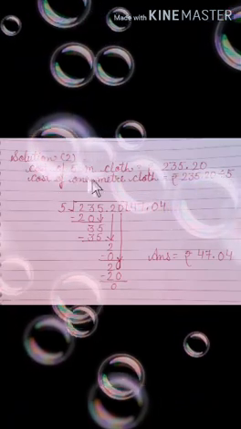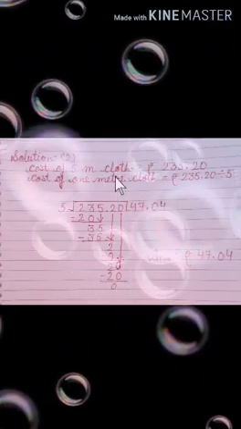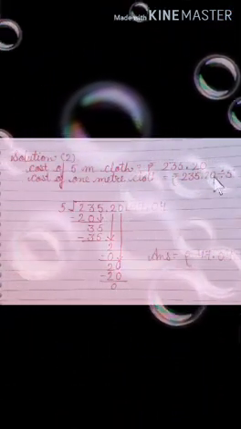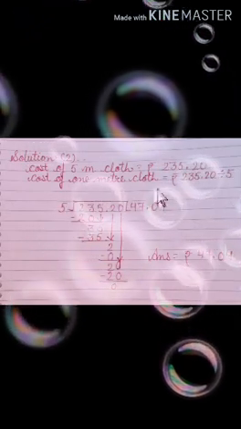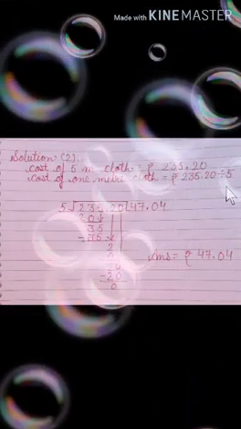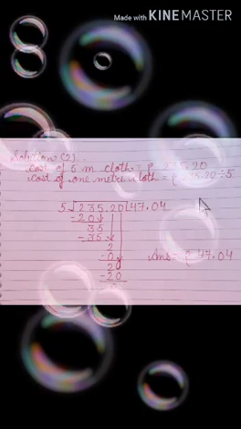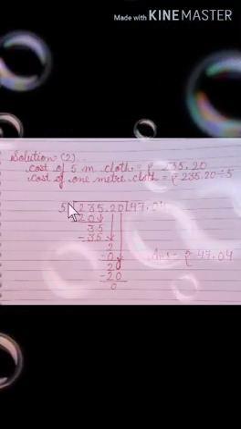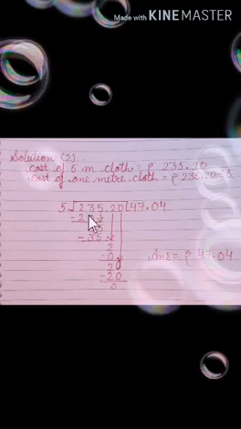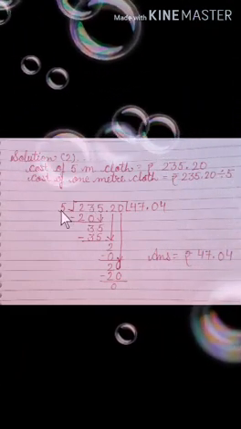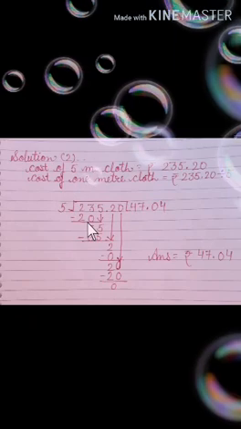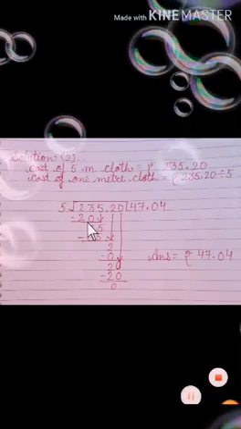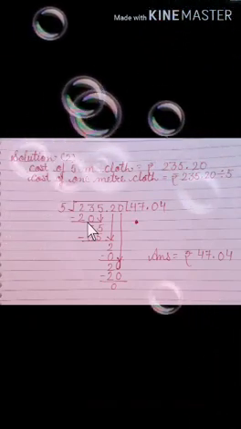First you write the statement. Cost of 5 meters of cloth rupees 235 and 20 paise. Cost of 1 meter of cloth: rupees 235 and 20 paise divided by 5. Then solve like that. Check, 23 does not come in the table of 5. Then 5 4s are 20. So 4 you write in the quotient and 20 you write here.